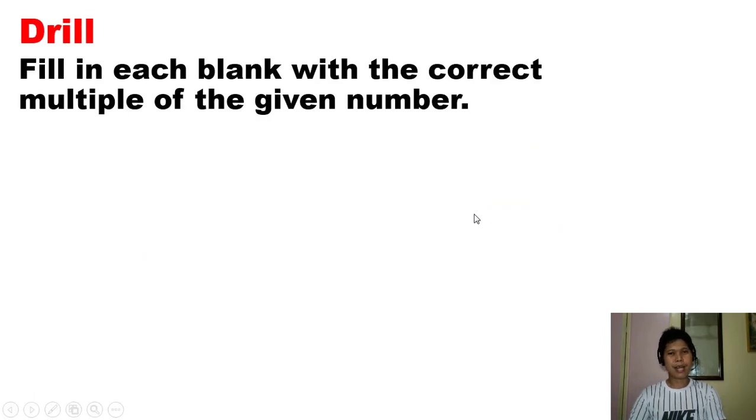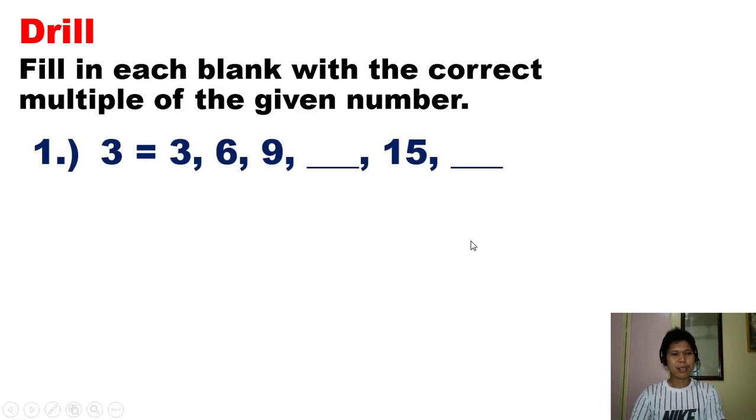We have first the drill. Fill in each blank with the correct multiple of the given number. So, I will give you a few seconds before I'll reveal the answer, or you can pause the video if you need more time. Let's start. We have the multiples of 3: 3, 6, 9, blank, 15, and blank. Okay, our answers are 12 and 18.